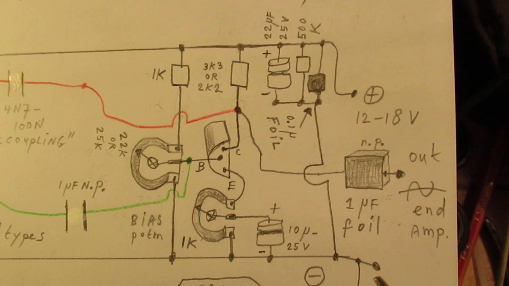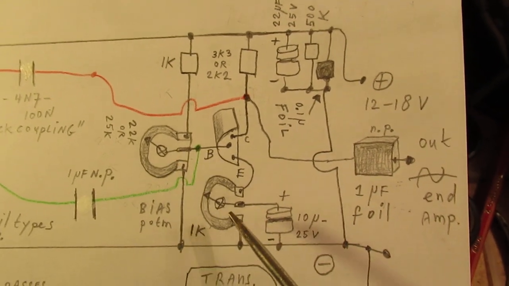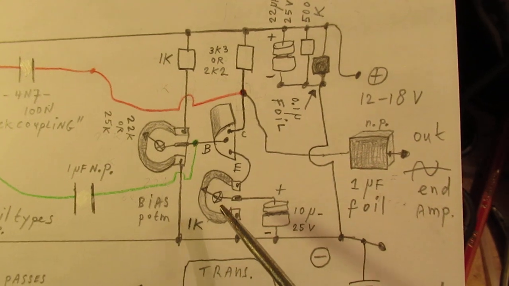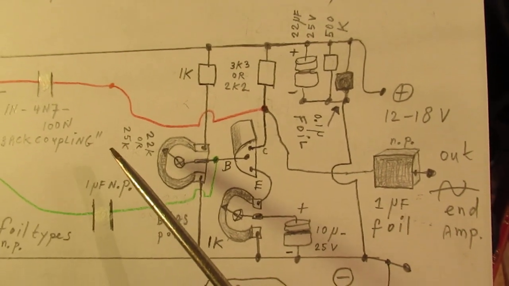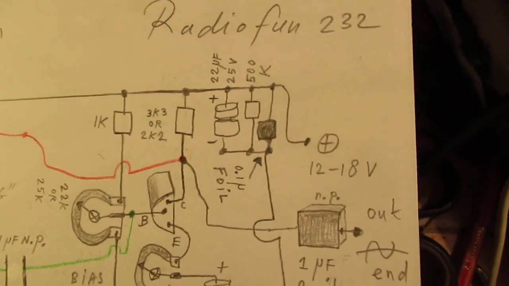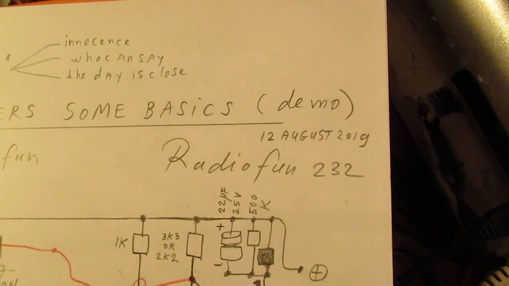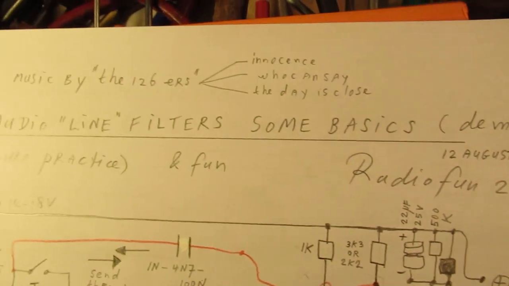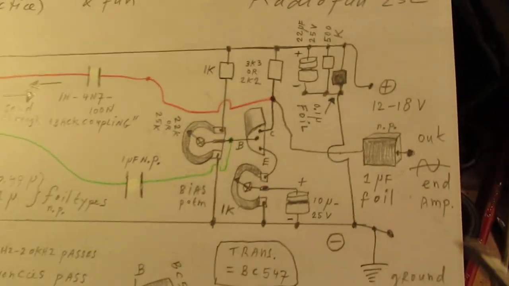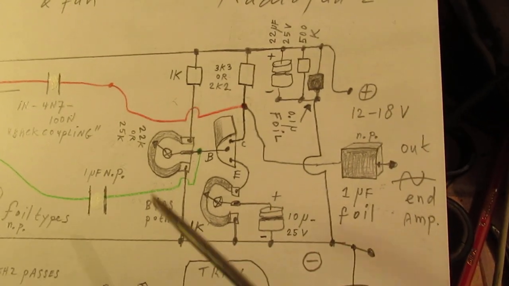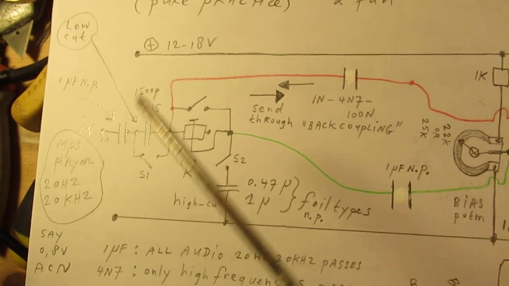I've published it earlier. Bias potentiometer, amplification potentiometer, 1K, 22K or 25K. The circuit can work between 12 and 18 volts. And furthermore, it is very, very easy to make. Here is a drawing, and here we have more or less an electronic circuit.